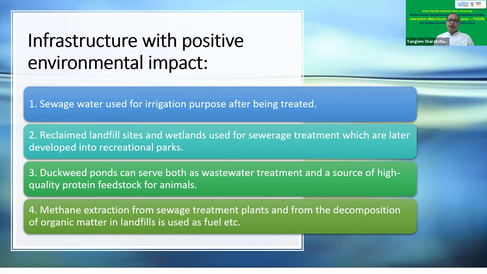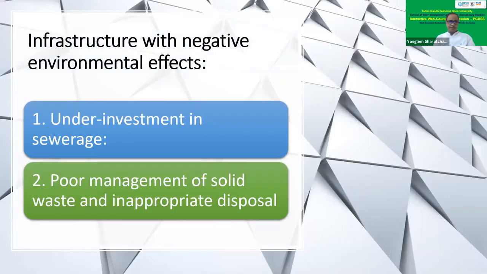Then reclaimed landfill sites and wetlands used for sewage treatment are later developed into recreational parks. Duckweed ponds are used for wastewater treatment. That particular duckweed absorbs the wastewater pollutants, and at the same time it is a high quality protein feedstock. Then methane extraction from a sewage treatment plant can be used for cooking also, and the decomposition of organic matter can be used as fuel. This is an example of wastewater treatment.